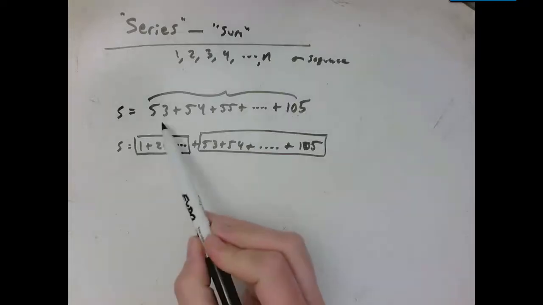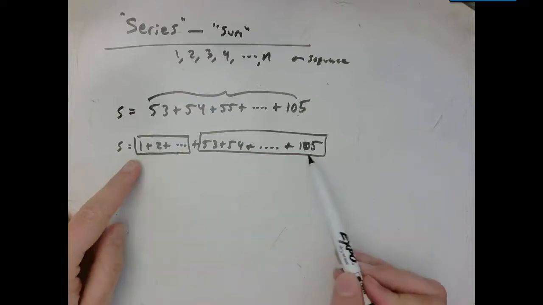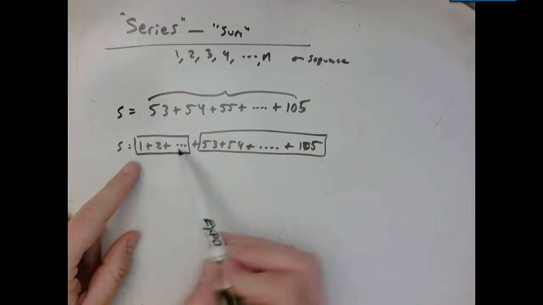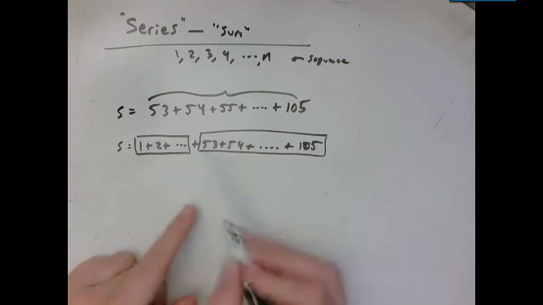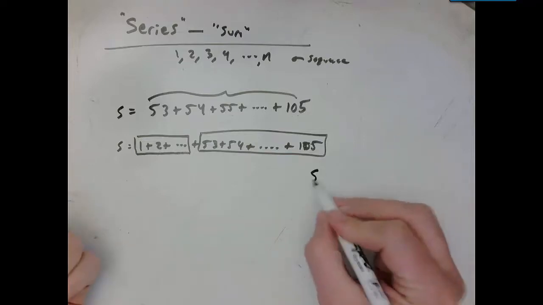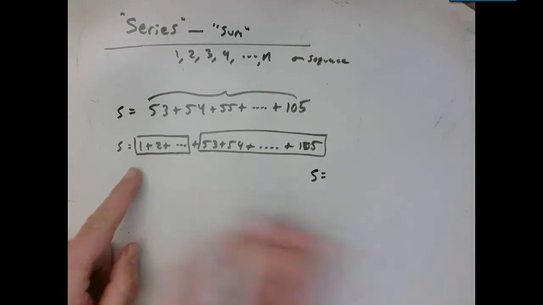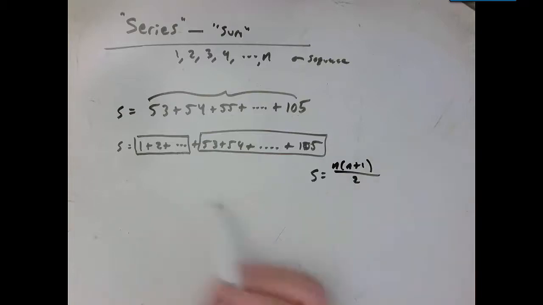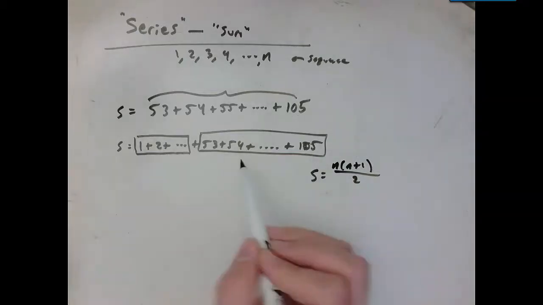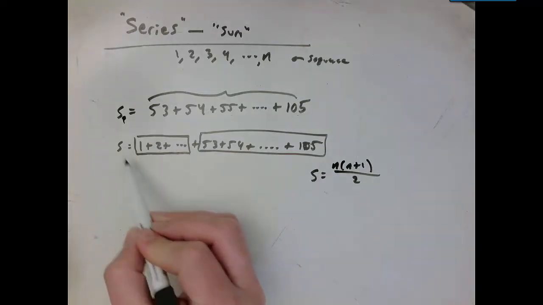So if I want to know the sum from 53 to 105, I could just find the sum starting from 1 all the way up to 105, and then subtract this part, subtract the sum from 1 up to 52, and what I have left over is this part here. So if you remember our equation from last time, the sum of the first n terms from 1 to n was n times n plus 1 over 2. I have too many S's here, so let's call this SP, and let's call this nothing at all.